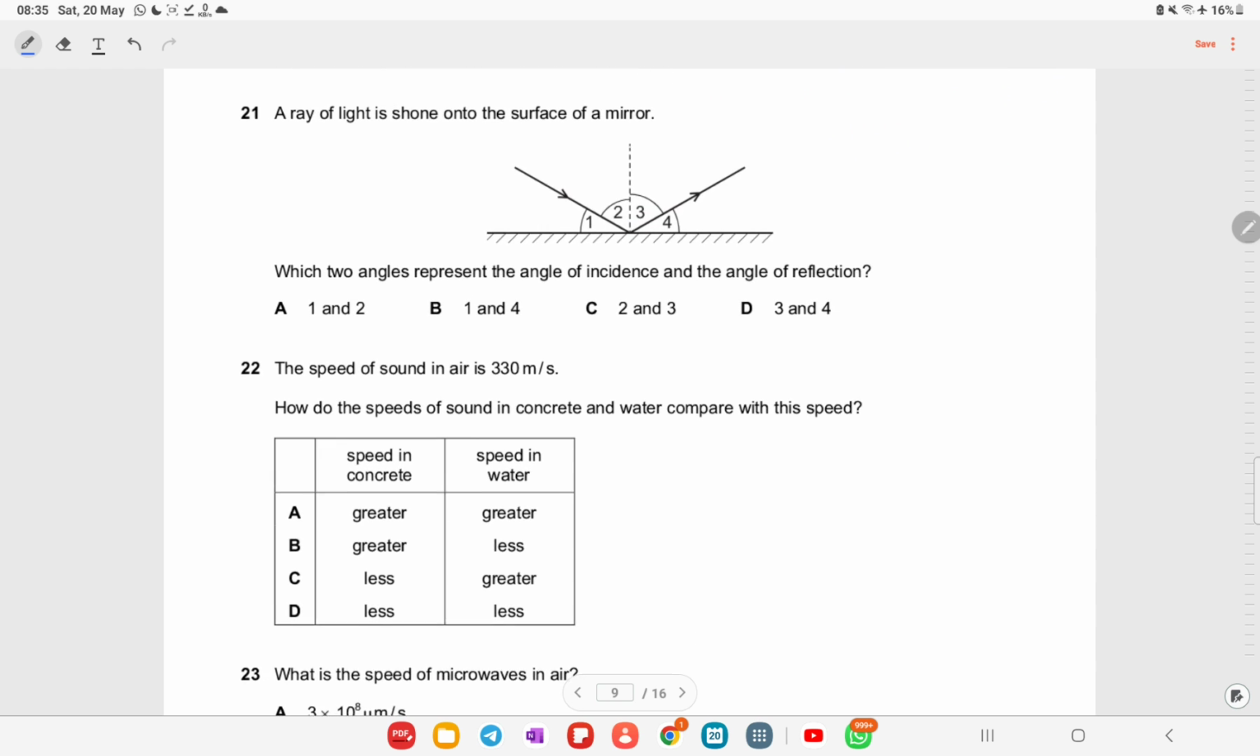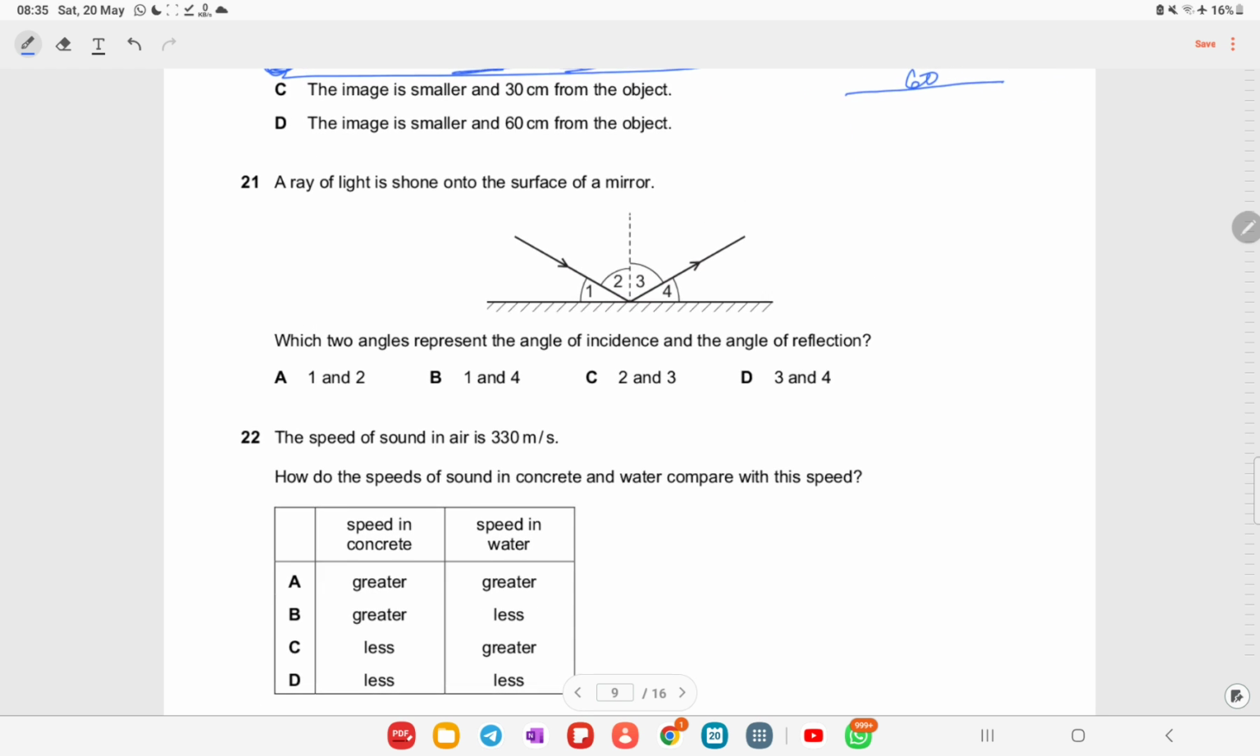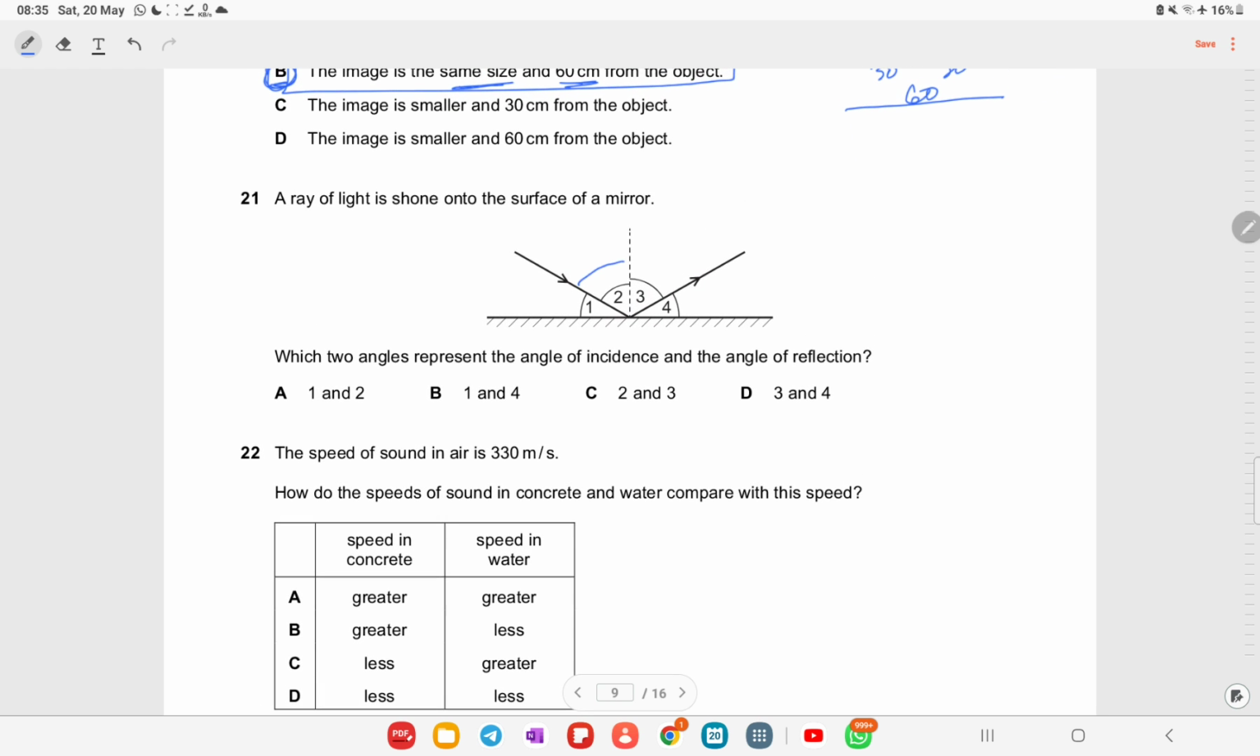Which two angles represent the angle of incidence and the angle of reflection? The incident ray that makes an angle with the normal gives your angle of incidence, and the reflected ray with the normal gives the angle of reflection. So C is the right answer.